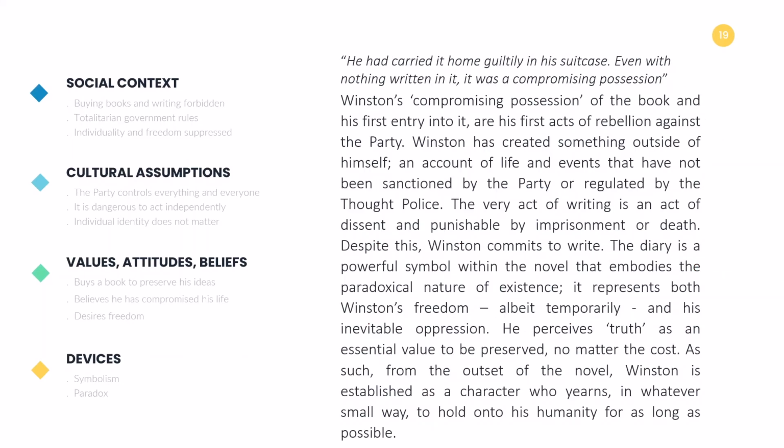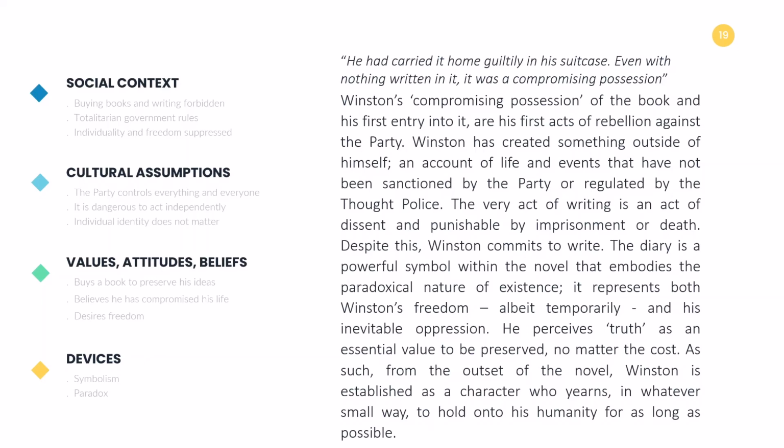Now, I didn't just sit there and try and think, what is the social context in this quote? What are the cultural assumptions? How can I draw upon values, attitudes, and beliefs? Nope. This stuff comes pretty easily because I know it. I know the text on an intrinsic level.